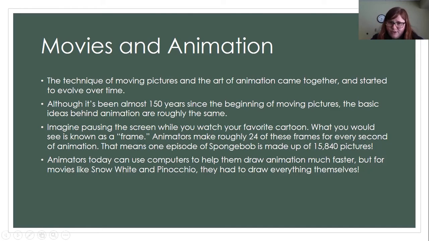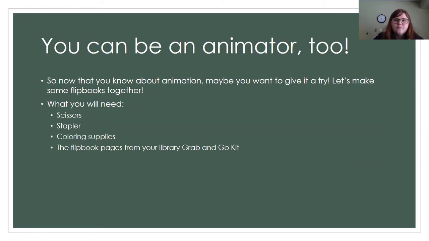Now, animators like to use computers to make it go a little bit faster. But back in the early days, they had to draw it all by hand. And sometimes still today, they do. So you can be an animator too.